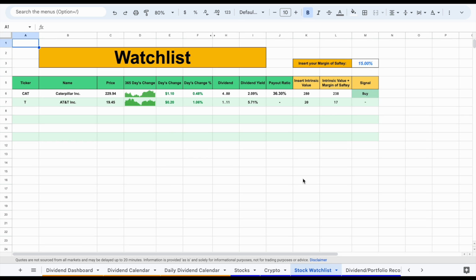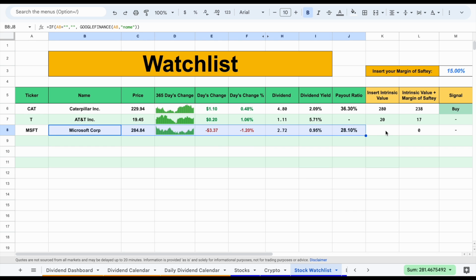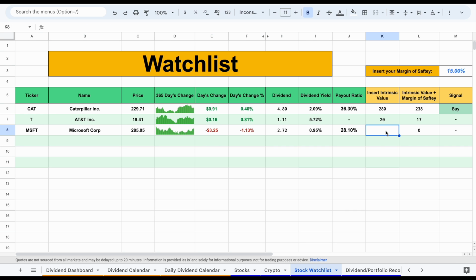And the last feature we have is our stock watch list. This is just a cool way after you analyze stocks to plug it into your watch list. I'll zoom in just a little bit more right here. But basically, let's say I want to keep an eye on Microsoft stock. I'll plug it in right here and this data will load in. And let's say after analyzing the stock, I decided the intrinsic value of the stock was around $300 per share.